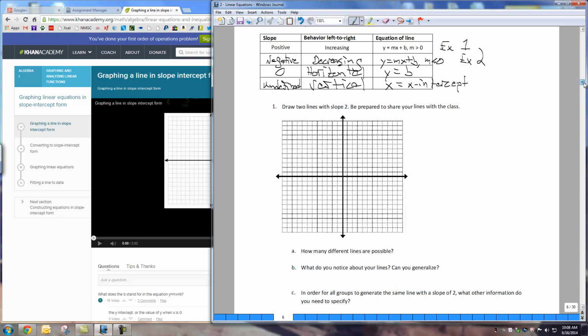Let's think about this. Draw 2 lines with slope 2. How many different lines are possible? Let's take one that goes through the origin, and then do a slope of 2. So we're going to rise 2, run 1. Rise 2, run 1. And connect the dots. So how many other lines can I draw with the slope of 2? Yeah, I could let one have an intercept of positive 1, one have an intercept of negative 1, one have an intercept of positive 5, negative 5. I could draw another line right on top of this. So how many different lines are possible? There is an infinite amount. Because no matter how many lines you drew, I could always come up with another one. No matter what.